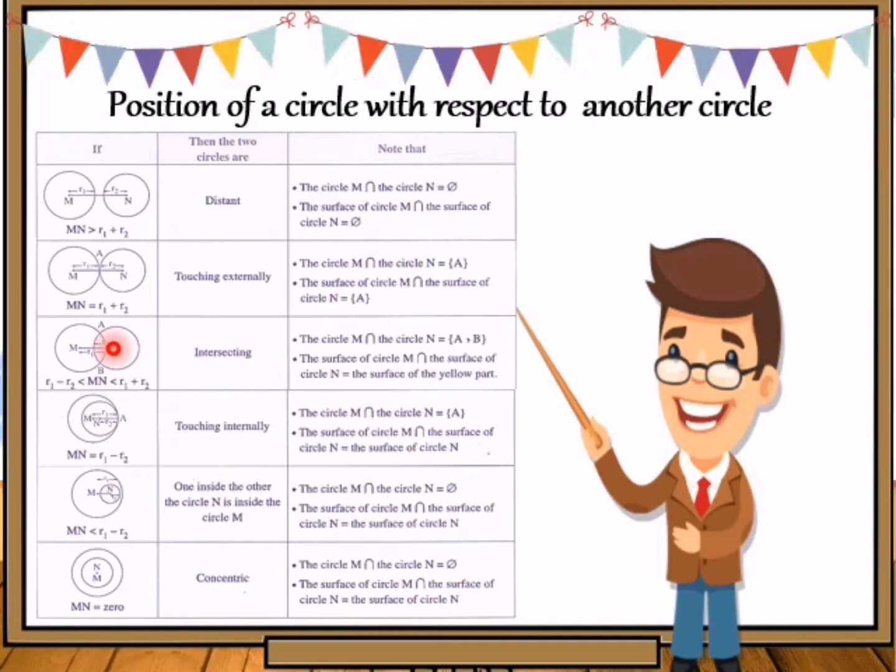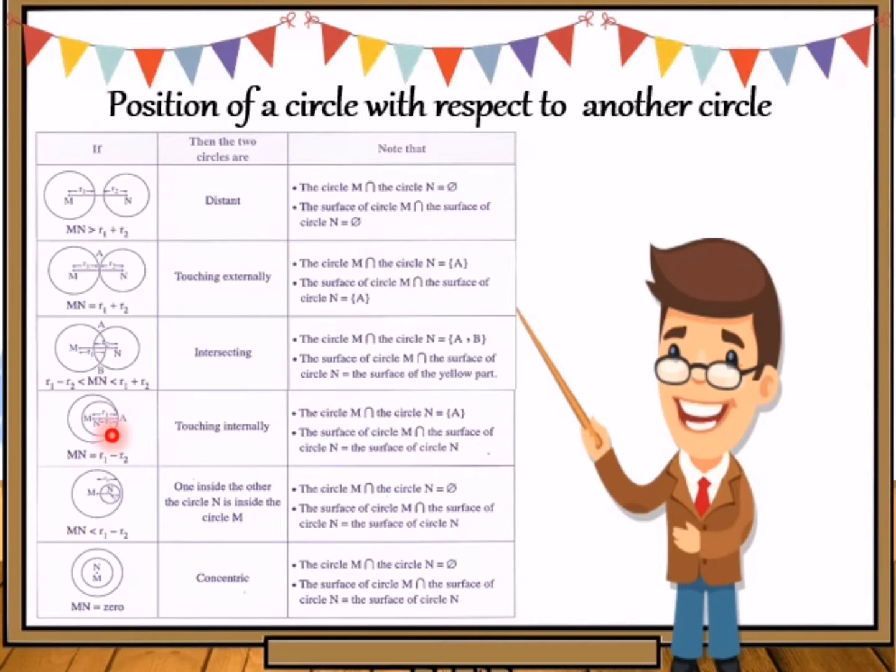Case number 3, if the distance between the centers of the circles is greater than the difference between the radii and less than the sum of them, in this case the circles are called intersecting circles, and the intersection between circle M and N is the points A and B, and the surface of circle M intersection the surface of circle N is the intersection part between the circles.